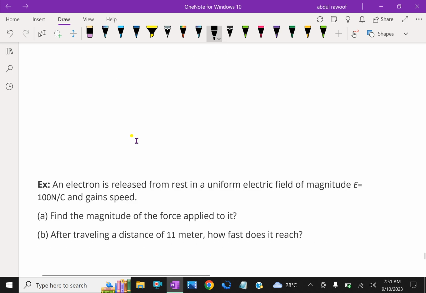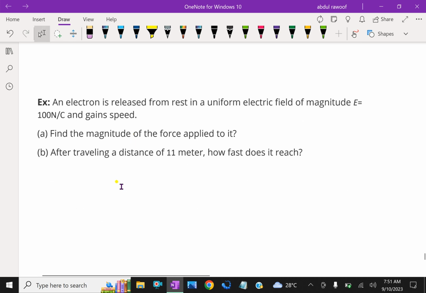Next question, an electron is released from rest in a uniform electric field of magnitude equal to 100 Newton per coulomb and gains speed. Find the magnitude of the force applied to it. Second one, after traveling a distance of 1 meter, how fast does it reach?